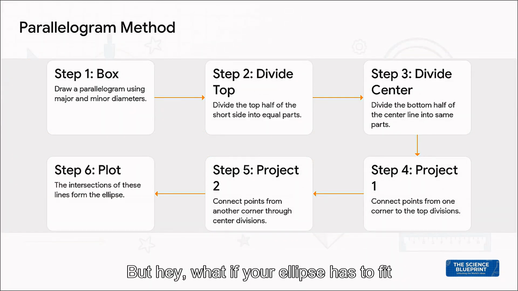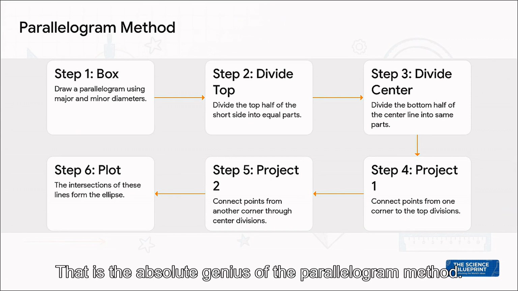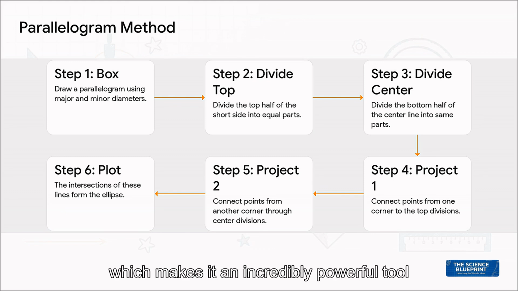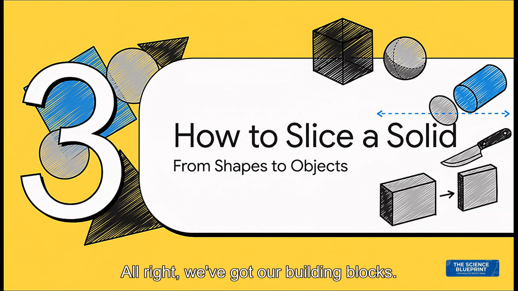But hey, what if your ellipse has to fit inside a tilted shape? Like on some angled part of a machine? That is the absolute genius of the parallelogram method. It lets you build a perfect ellipse inside any 4-sided shape, which makes it an incredibly powerful tool for really complex designs. All right, we've got our building blocks.